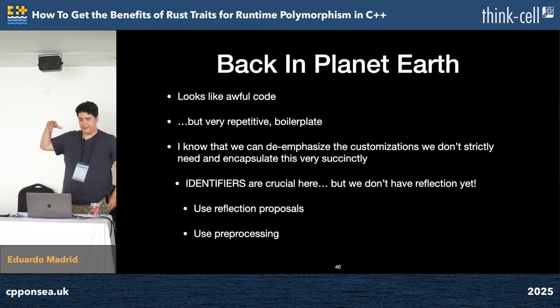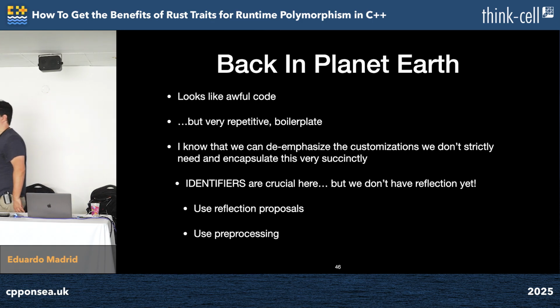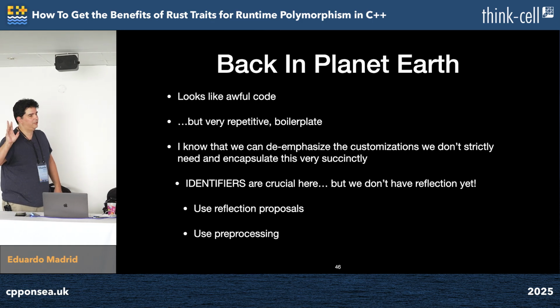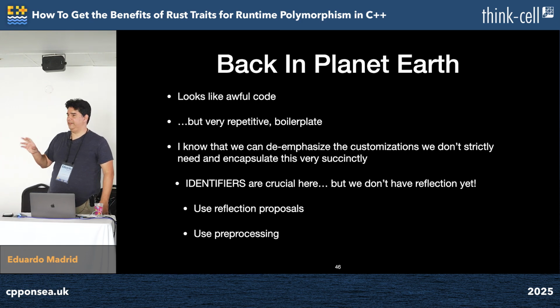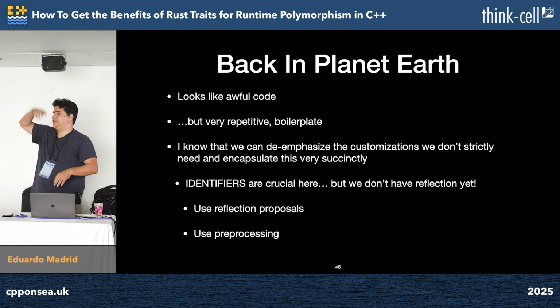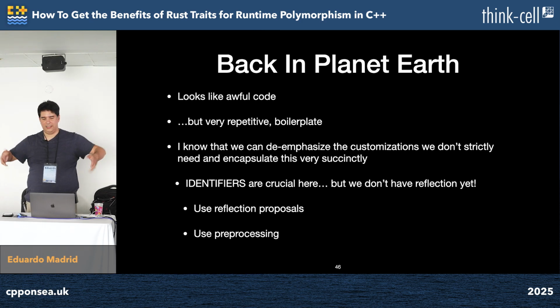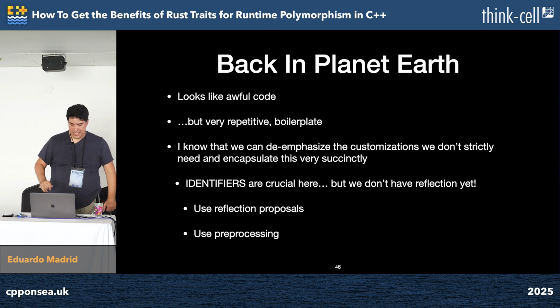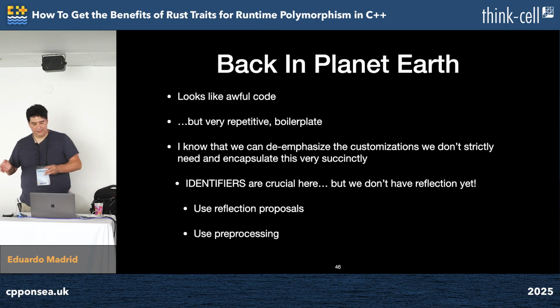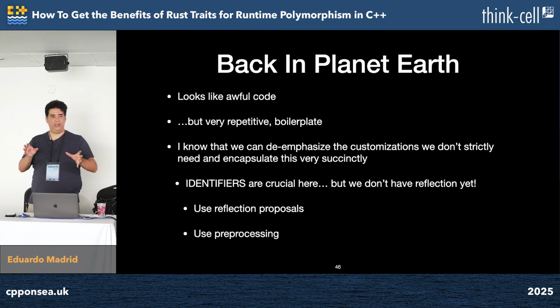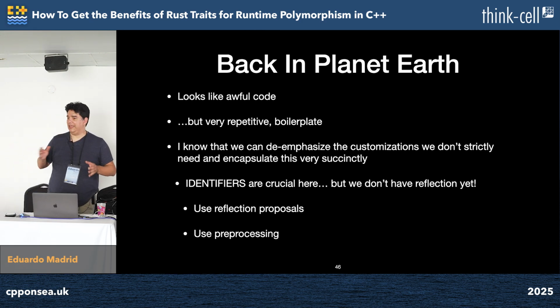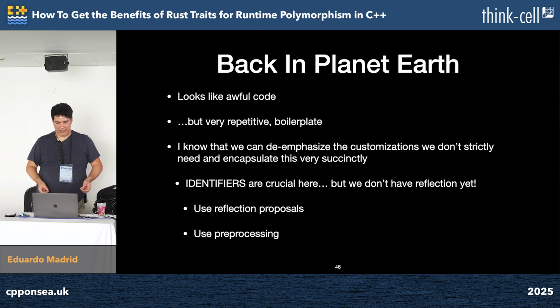If we come back from planet Earth, we can say that this all looks like awful code, very ugly code. But I hope that you appreciate that it is also very repetitive. It is boilerplate. It's basically converting the void pointer to the concrete value manager and using the architecture of the value managers to find the value, the type that is being managed, and so on, right? I know that's the work that I'm doing, that we can de-emphasize the customizations we don't strictly need to encapsulate the most common uses and get something that allows us to express it very succinctly.